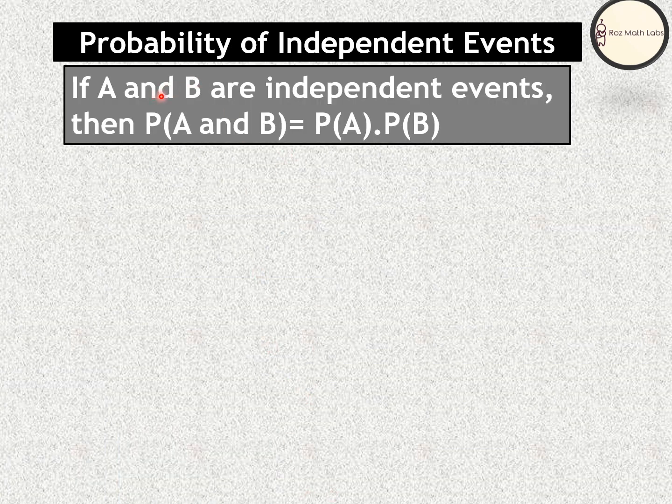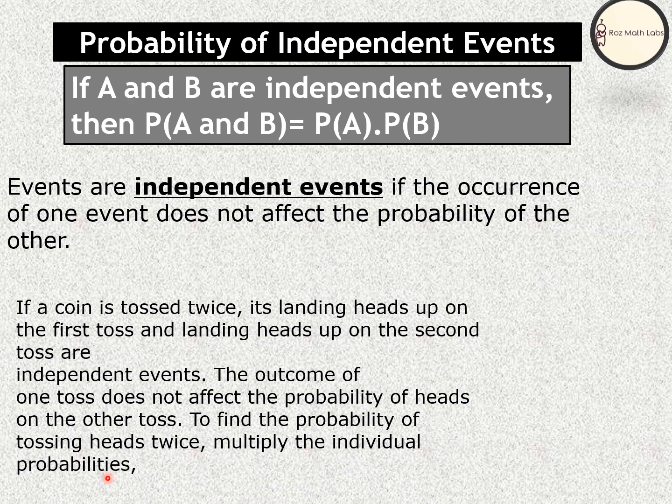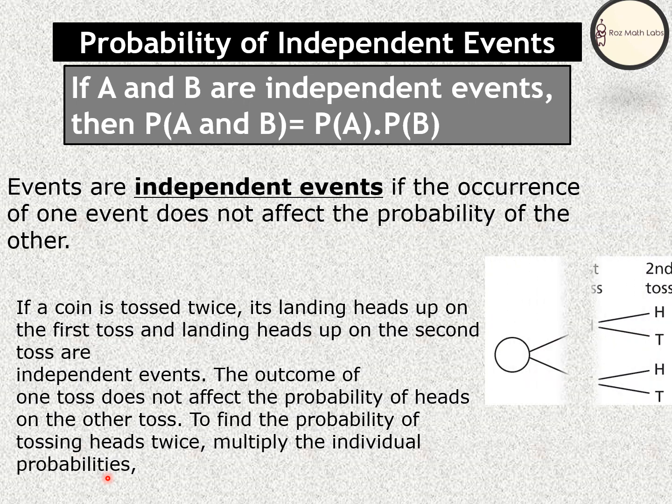Hence we can say that if A and B are independent events, then the probability of A and B will be the product of the two probabilities. So they are independent events if the occurrence of one event does not affect the probability of the other one. We just saw the example of tossing a coin. So to get head twice, the probability of the outcome will be half into half, 1/4.